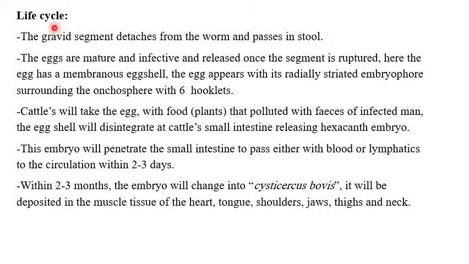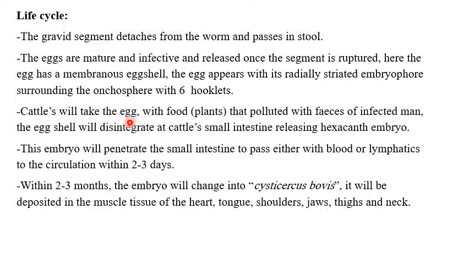Life cycle. The gravid segment detaches from the worm and passes in the stool. The eggs are mature and infective and released once the segment is ruptured. Here the egg has a membranous eggshell. The egg appears with its radially striated embryophore surrounding the oncosphere with 6 hooklets.